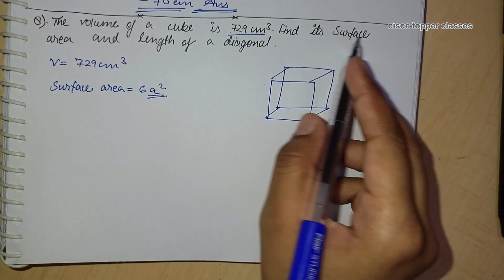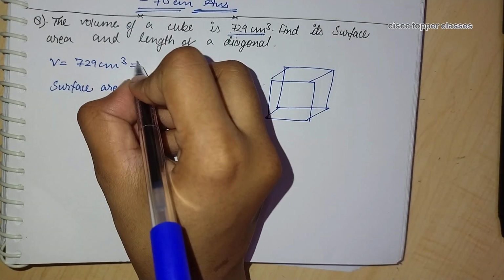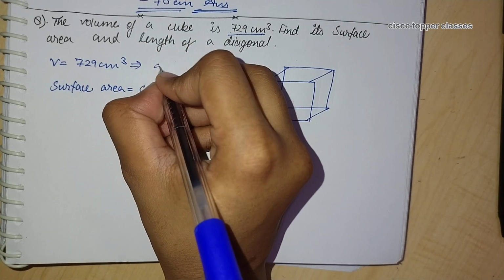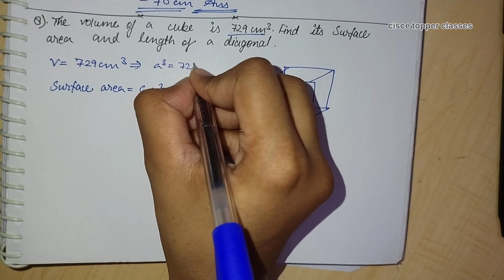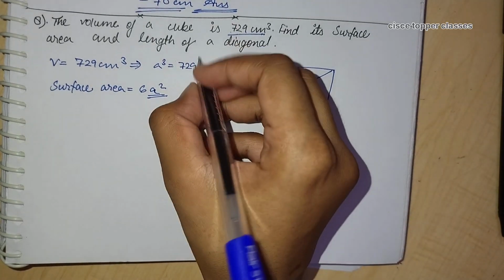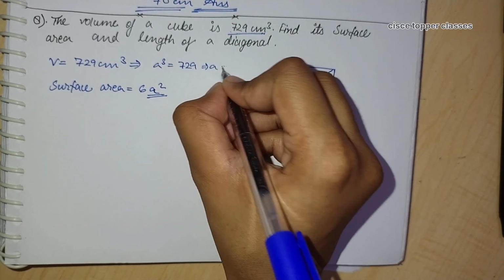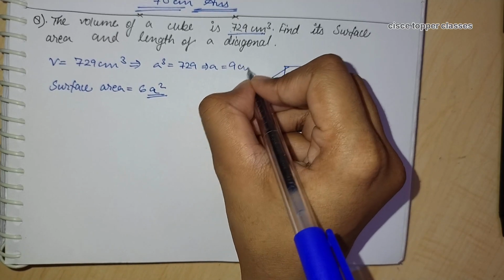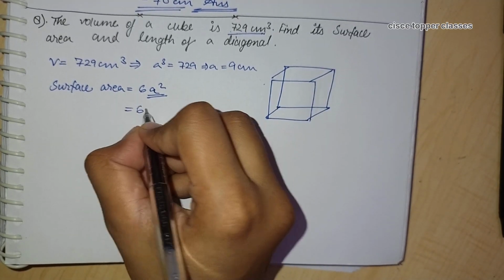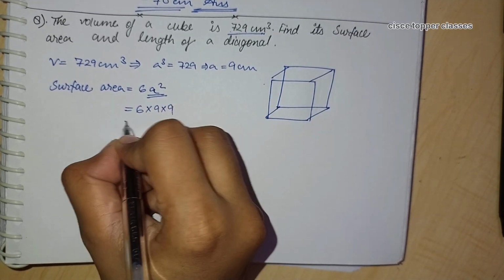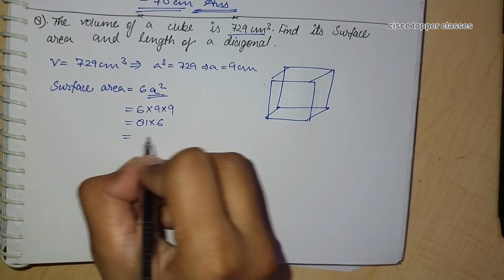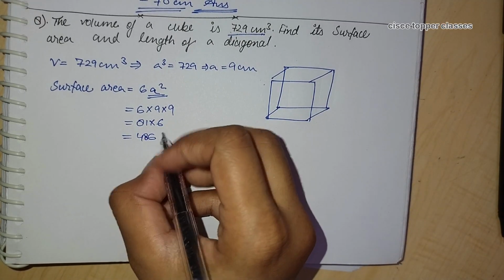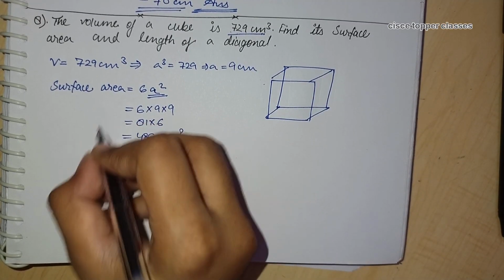So here volume is given, and we have to find the surface area. From volume only we can find the edge: a cube is equal to 729 as volume. So from that we can find the edge as 9 centimeter. If we put this value in this formula, it will be 9 into 9, 81, into 6. So 486 centimeter square is the surface area.